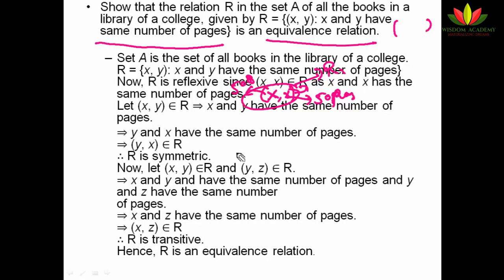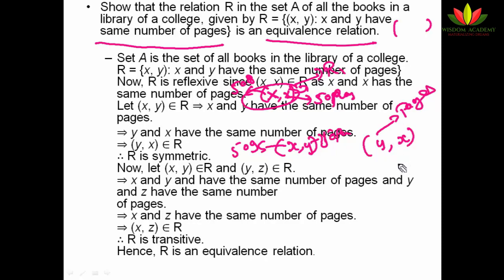Second thing is symmetric. If I am taking 2 books, X and Y, and these 2 books have 50 pages, right? Now I change to (Y, X), and here also I will have 50 pages, right? There will be no change in this. So it passed the symmetric test also, that is, (X, Y) is a relation and (Y, X) is also a relation, so definitely it is symmetric.